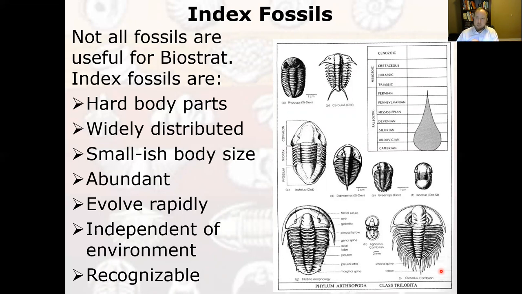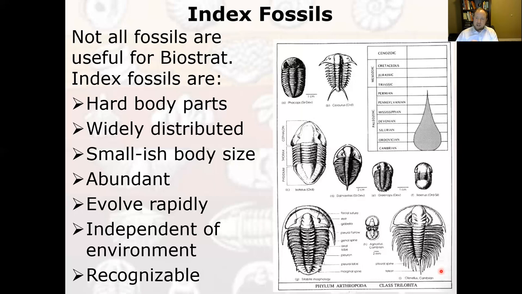Smallish body size helps because smallish body size just means there's more of them. They're more abundant. There's more numbers and therefore they're more likely to be seen, more likely to be preserved, more likely to be collected, more likely to be noted.